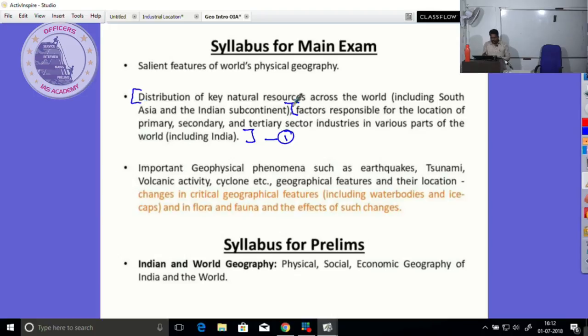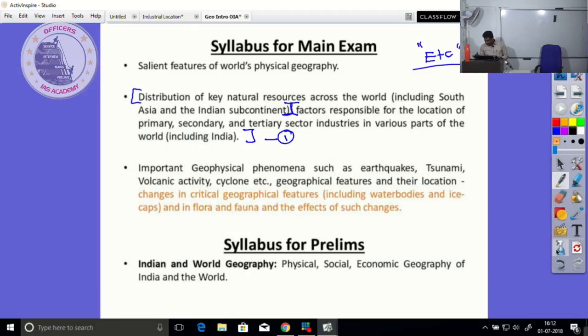Key distribution of natural resources across the world, but very importantly in India, maybe in the next class we'll be seeing some of those natural resources. Now, when I talk about this sentence, certainly you will agree that no question in UPSC is out of syllabus, because there is always one word called etc. to include all those out-of-syllabus questions. But still, for this paragraph, luckily I don't have any etc.